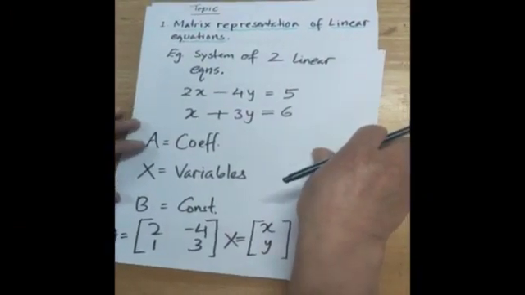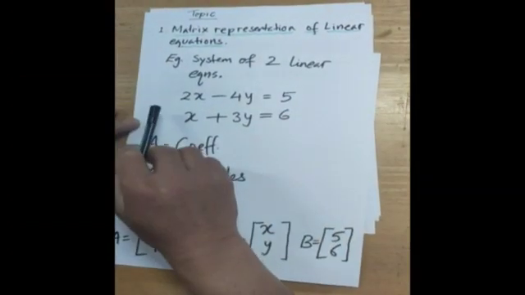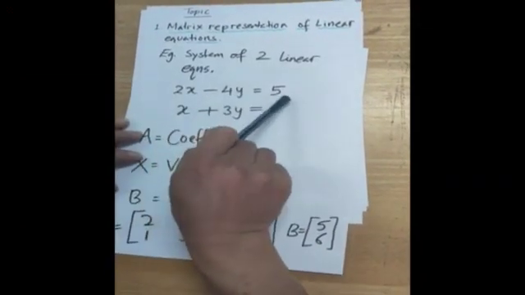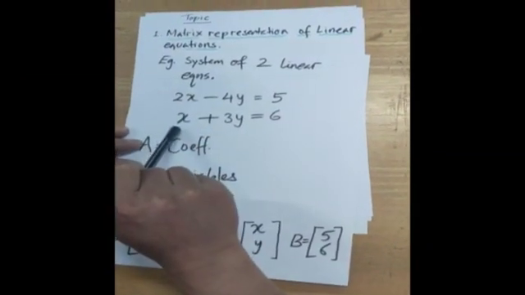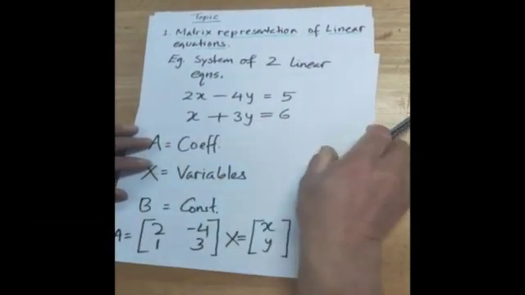For example, we have a system of two linear equations. In the first equation, we have 2x minus 4y equals 5. And in the second equation, we have x plus 3y equals 6.